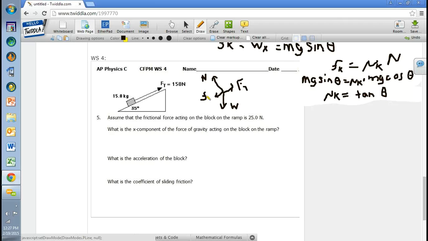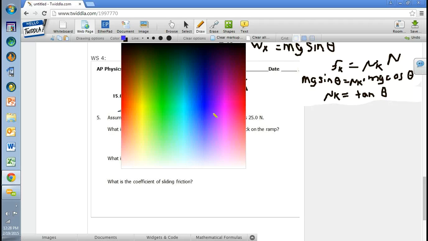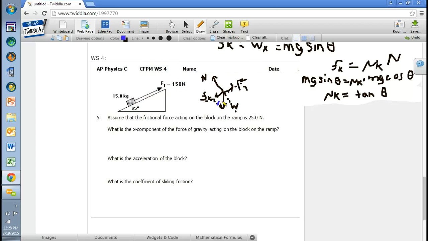Again, you don't want to rotate your free body diagram. You can dot in your x and y axis if you want to. So there's my y-axis going through the normal. Here's my x-axis. And then, if you want to, you can rotate your paper. Notice that the angle over here is 35 degrees. That means that this angle right here is 35 degrees.